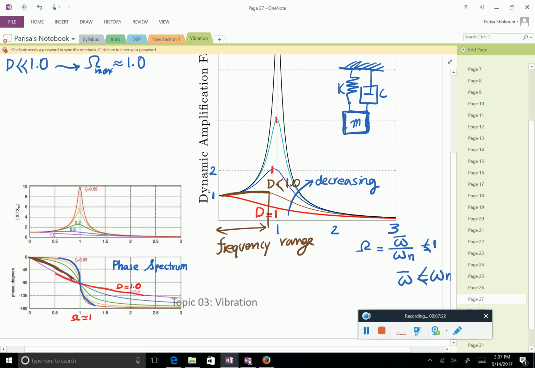The phase is changing over this frequency. It's not constant as much. Keep this in mind, we come back to this in a second. So this is what we talked about last time.